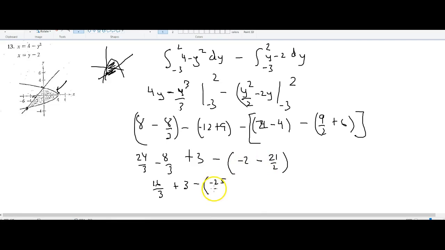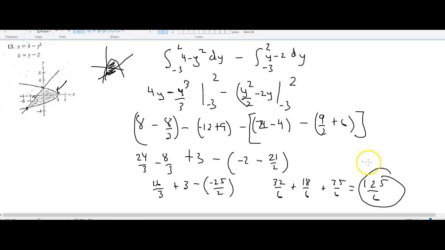I'm going to turn everything to 6 because I have a 2 and a 3 on the bottom. So I'm going to get 32/6 plus 18/6 plus 75/6, and looky here, I get 125/6. And so that is the faster way to do the problem, simply changing x and y.